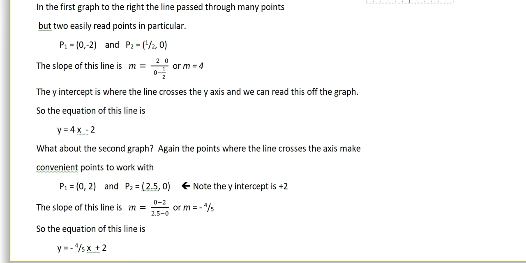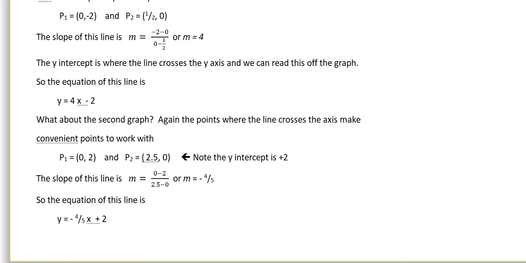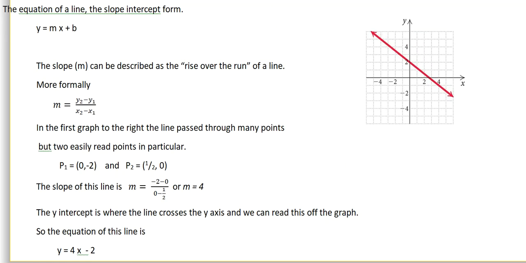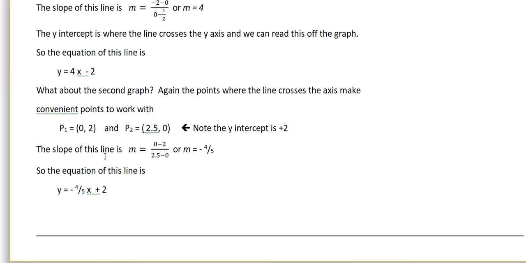Okay, so what about the second graph? Again, we're going to take the points where the line crosses the various axes. These are convenient to work with. I have them down here. Point 1 is 0, 2. In other words, when x is equal to 0, y is equal to 2. And P2 is 2.5, 0. In other words, when x is equal to 2.5, y is equal to 0. Notice that we've already got the y-intercept here.